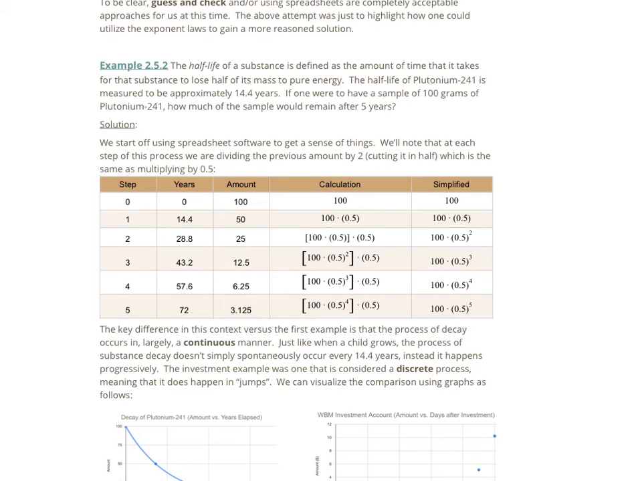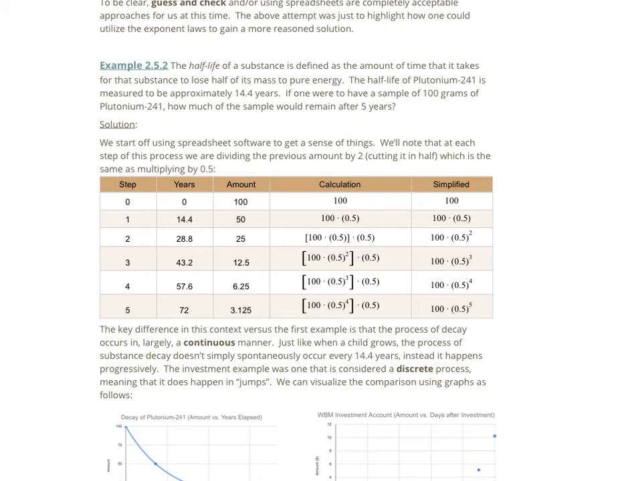The half-life of a substance is defined as the amount of time it takes for a substance to lose half of its mass to pure energy. The half-life of plutonium-241 is approximately 14.4 years. If one were to have a sample of 100 grams of plutonium-241, how much of the sample would remain after 5 years?